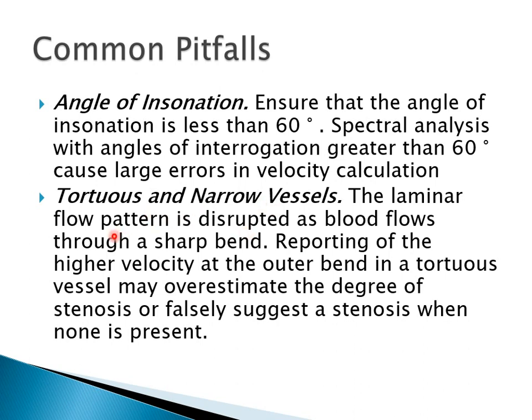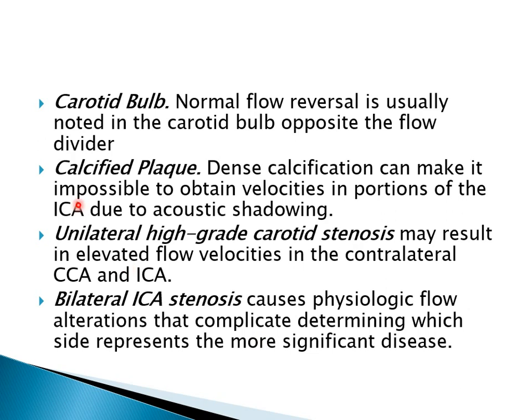Tortuous and narrow vessels: the laminar flow pattern is usually disturbed as the blood flows through a sharp bend. Reporting higher velocity at the outer bend in a tortuous vessel may overestimate the degree of stenosis or falsely suggest a stenosis when none is present. At the carotid bulb, as we said previously, a little amount of flow reversal is usually seen.